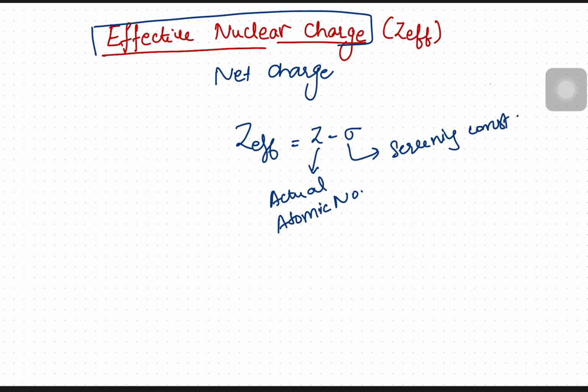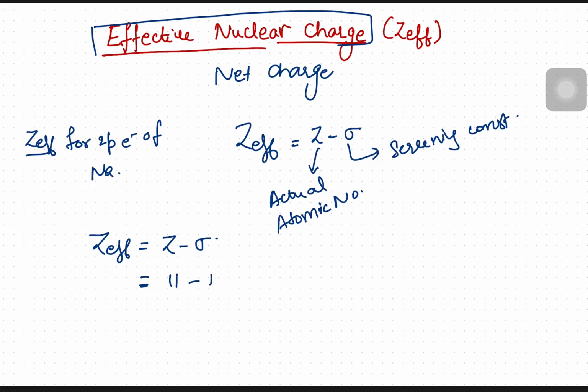For example, if we want to calculate the Z effective for the 2p electron of sodium, then Z effective will be Z minus sigma. What is the atomic number of sodium? It is 11 minus sigma. So the main task now is to calculate the value of sigma. Sigma is the screening constant, and its value will be calculated with the help of Slater's rule.